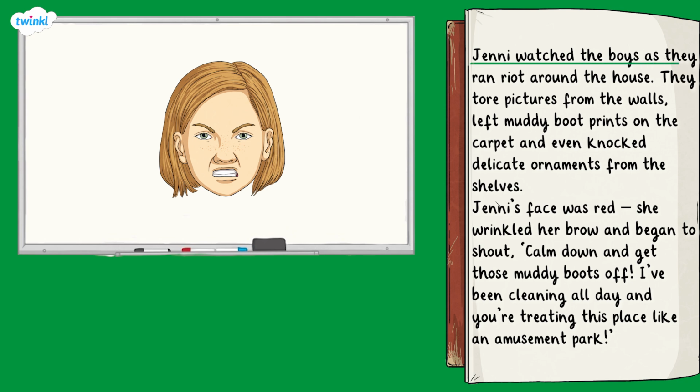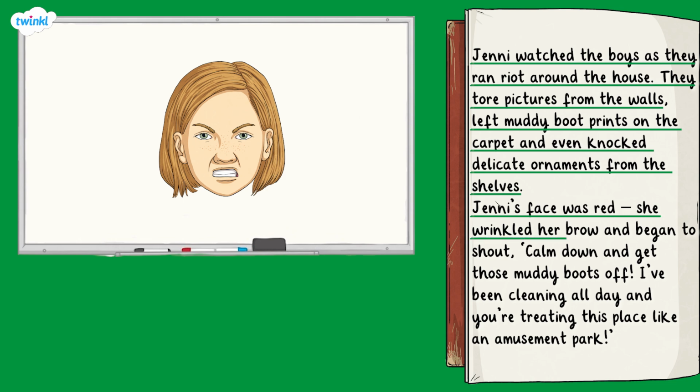Jenny watched the boys as they ran riot around the house. They tore pictures from the walls, left muddy boot prints on the carpet, and even knocked delicate ornaments from the shelves. Jenny's face was red. She wrinkled her brow and began to shout, "Calm down and get those muddy boots off. I've been cleaning all day and you're treating this place like an amusement park."